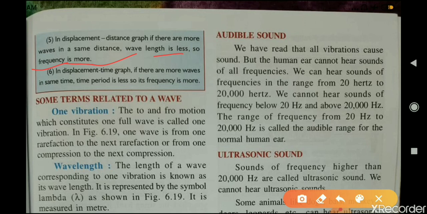Now in the displacement time graph, if there are more waves in the same time, the time period is less, so its frequency is more, because frequency is the reciprocal of time period.